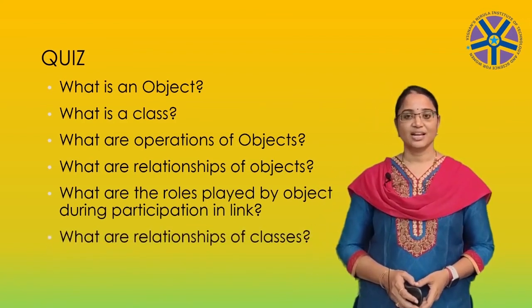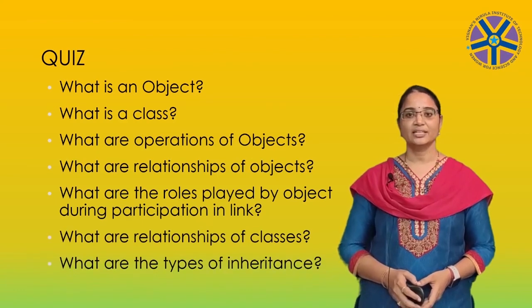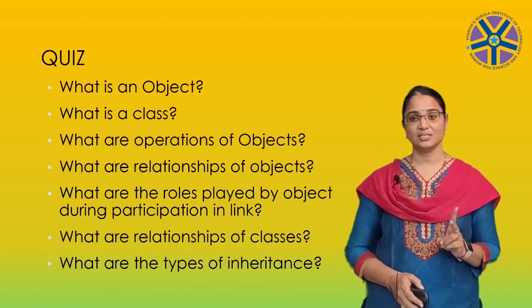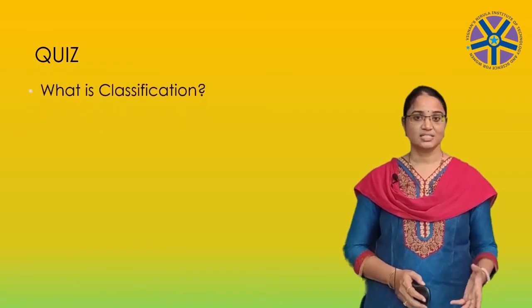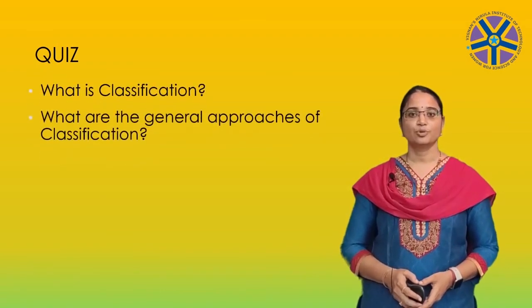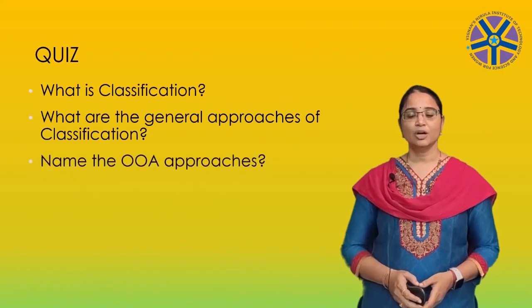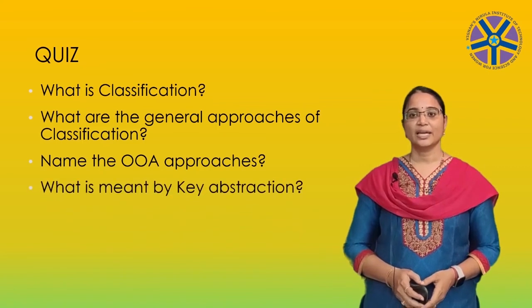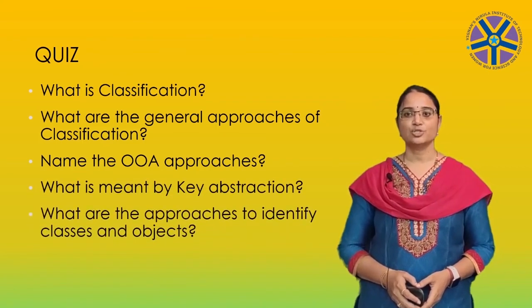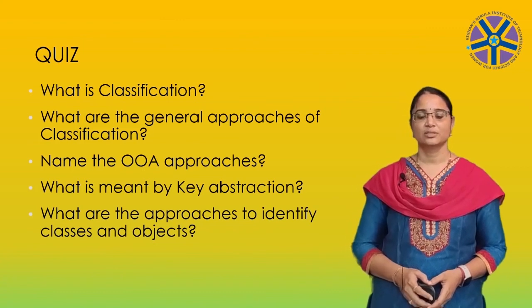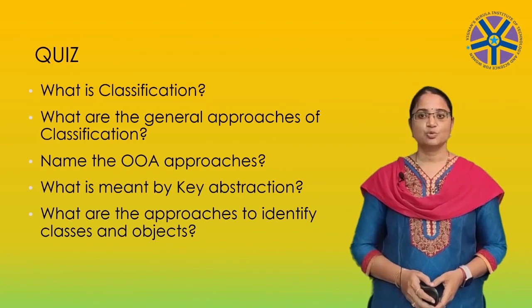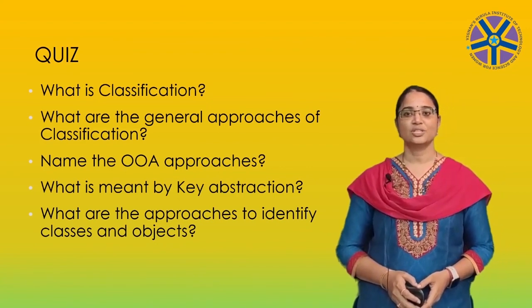What are the relationships of classes? What are the types of inheritance? Inheritance also I told 2 types. First one is single inheritance, second one is multiple inheritance. And next, what is classification? What are the general approaches of classification? Name the object-oriented analysis approaches. I told the 6 methods. What is meant by key abstraction? What are the approaches to identify the classes and objects? These are the quiz questions in this Unit 2. If you can answer these questions, I hope that you understood the class well.